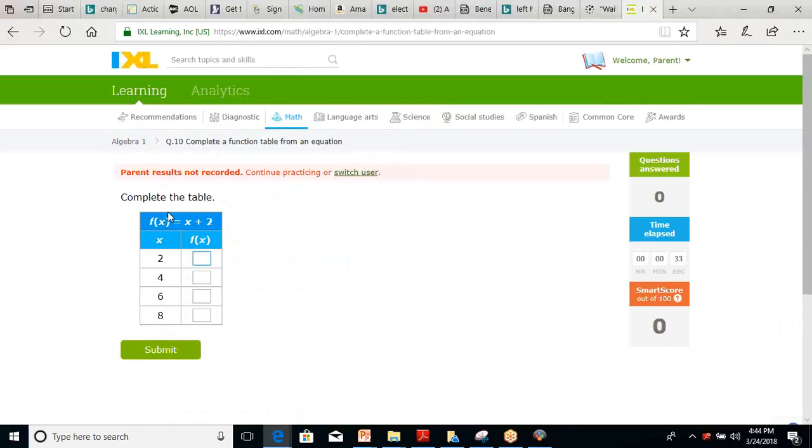You can draw the graph. So if x is equal to 2, you just plug it in. Fx is equal to 4. If x is 4, you plug it in. Let's call fx y. So y is equal to x plus 2, x is 4, so it's 4 plus 2, which is 6. Fx equal to x plus 2, x is 6, that's 8. And then this one, x is 8, so you plug it in, 8 plus 2 is 10.